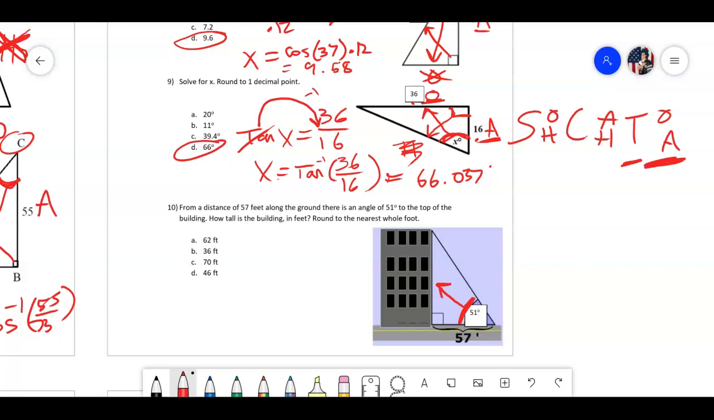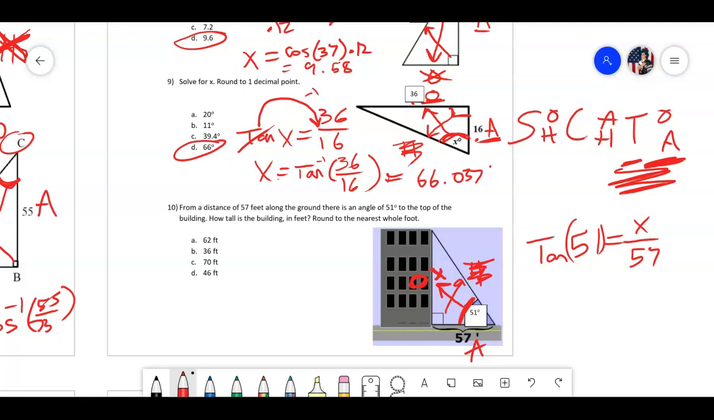This is my angle at 55. I'm looking for the height of this building, so here's my x, right? And my opposite, my hypotenuse, my adjacent. I don't need h because there's nothing there. OA is once again tan. So again, tan 51 equals O, which is x, over A, which is 57. Okay.